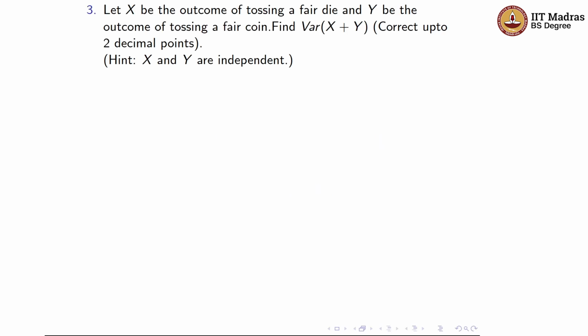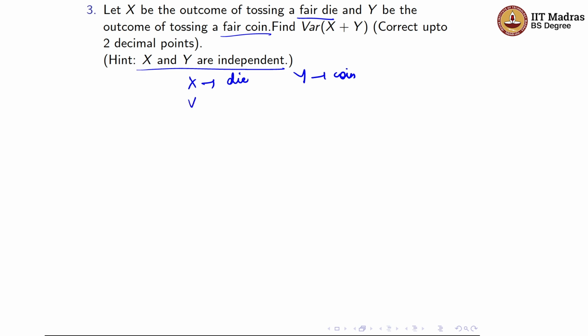The third question. Let X be the outcome of tossing a fair die, and Y be the outcome of tossing a coin. So we have a fair die and a fair coin. Find the variance of X plus Y, correct up to 2 decimal points. Here X and Y are independent.